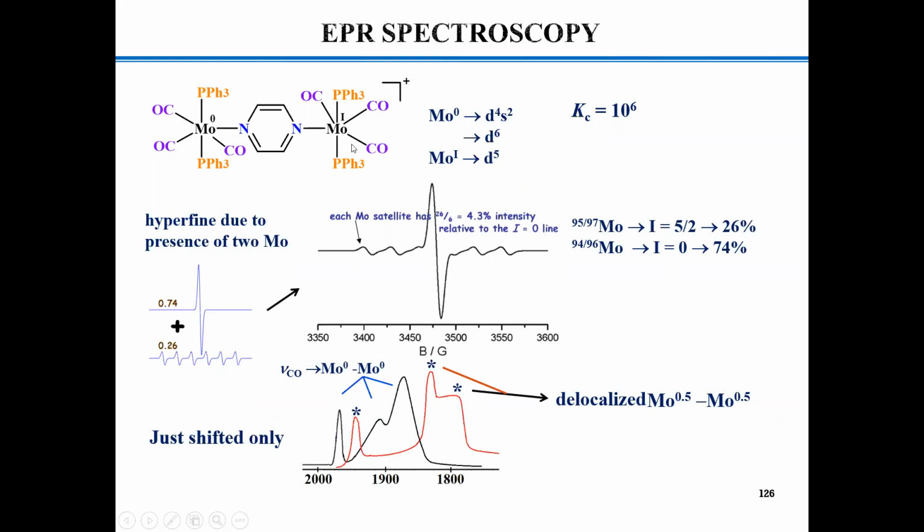Now there are two options. If we consider this a localized situation, then what should we expect? We should expect that one half would be completely silent as far as the EPR is concerned. That means the unpaired electron is here. All sorts of spectral profile would be dependent on this environment, not that environment, right? So we can expect that one half can represent the other half.